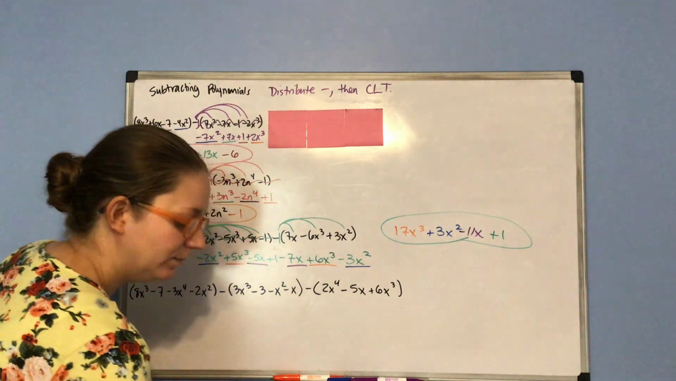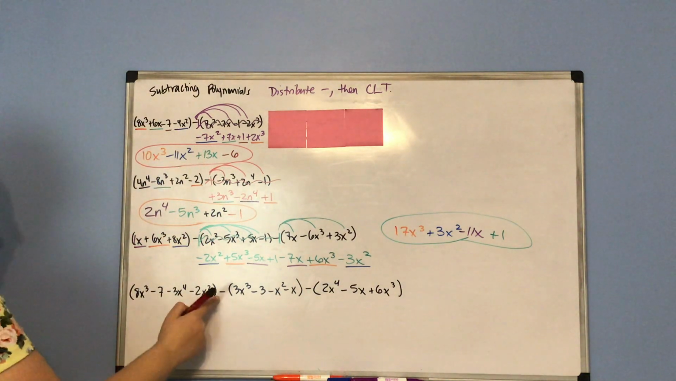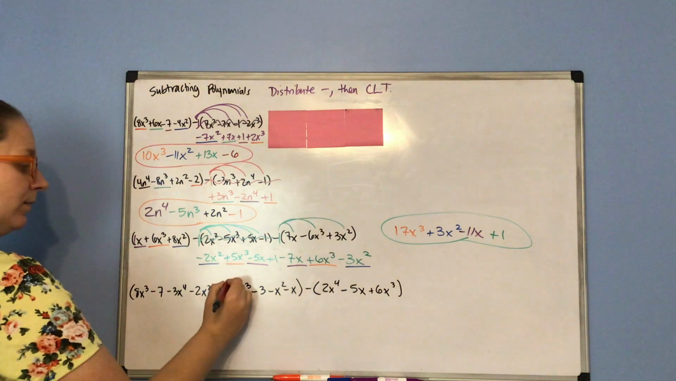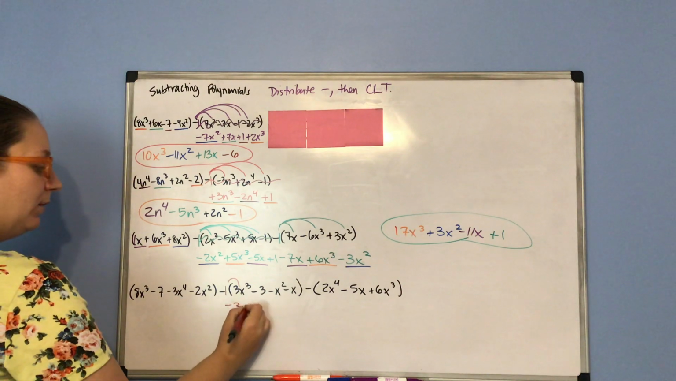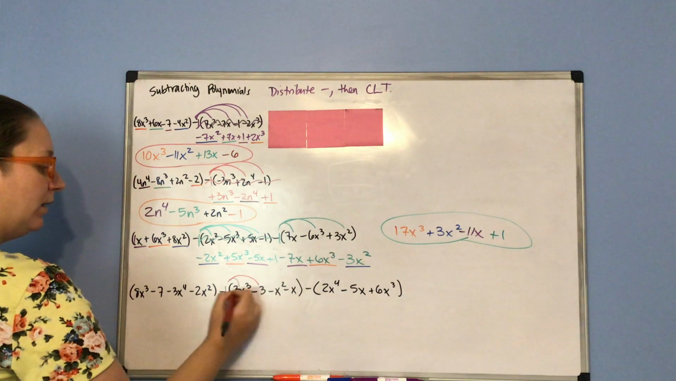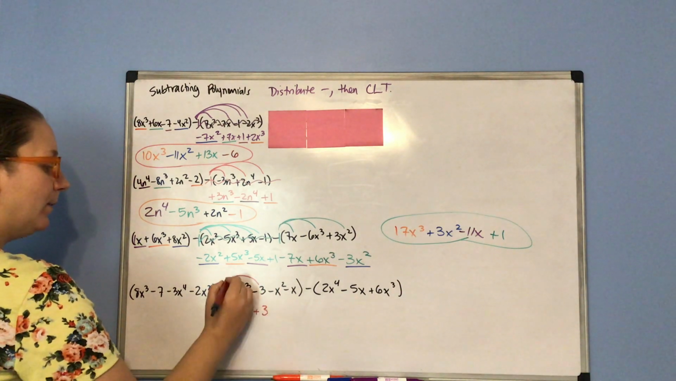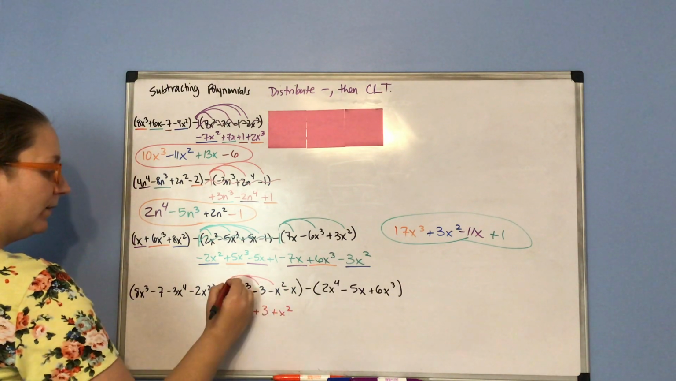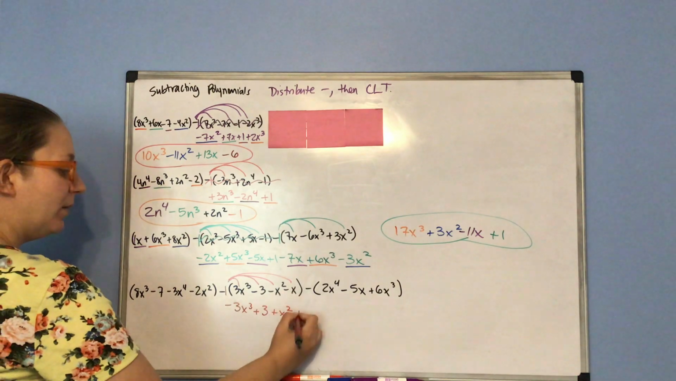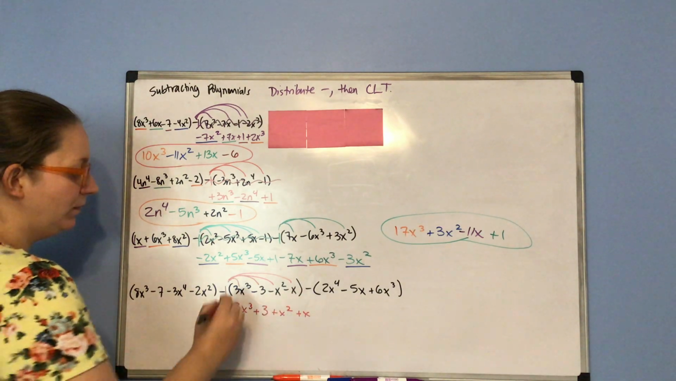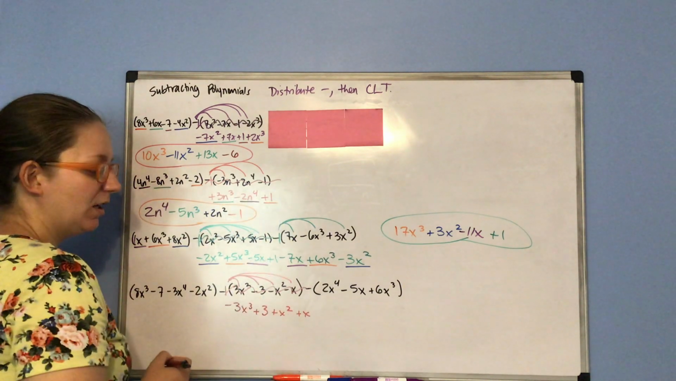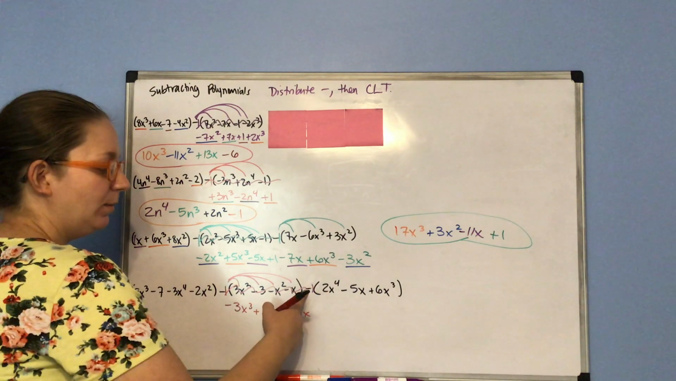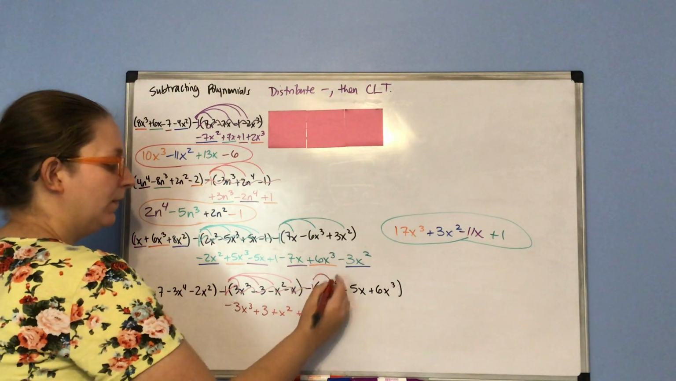Let's try one more. So once again, any sets of parentheses with a negative in front, we need to distribute that negative. I get negative 3x to the third. Negative negative gives me a plus 3 here. Negative negative gives me a plus x squared here. Negative negative gives me positive x here. Once you've distributed, if you want to scratch that out, you can. I also need to distribute a negative here because there's a minus sign in front.